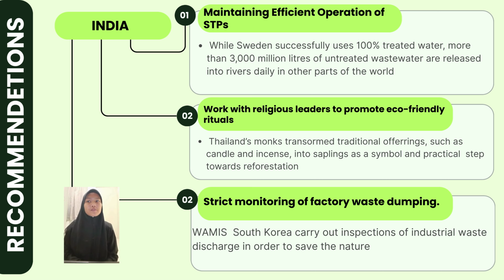For India, we recommend maintaining efficient operation of STPs because these facilities are available only in certain areas and are not fully operational. Although there are many STPs, their capacity is still insufficient to handle the actual volume of wastewater. For example, the success of Sweden's water management system is widely recognized because they succeed in using 100% treated water, while other parts of the world are releasing more than 3,000 million liters of untreated wastewater into rivers.